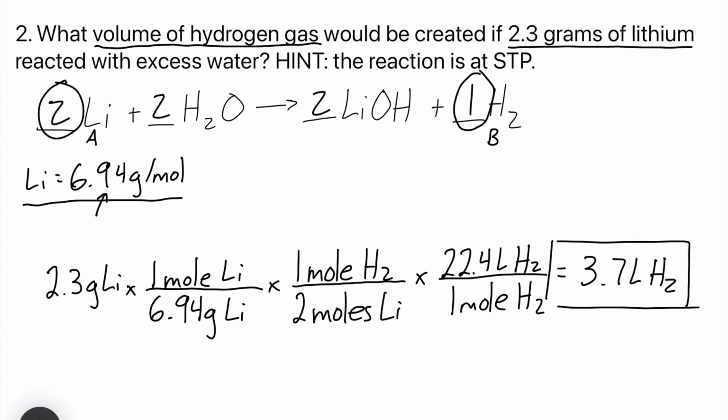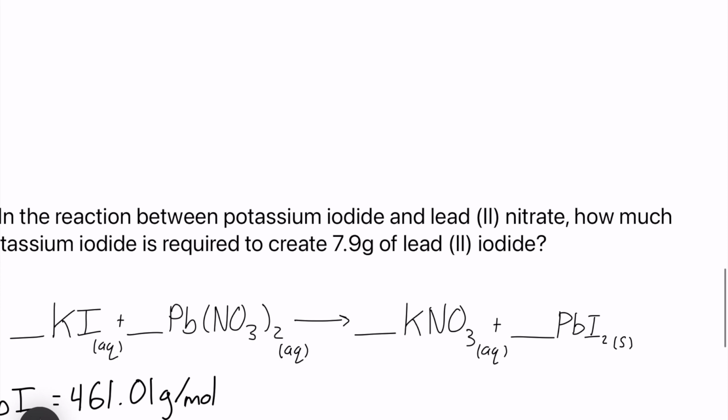And sig figs also look good. In our question, we're given 2. In our answer, we also have 2. This looks great to me. And just make sure our units cross out here. Moles of H2 crosses out, moles of lithium cross out, and grams of lithium. We are left with liters of H2. Let's move on to number 3.